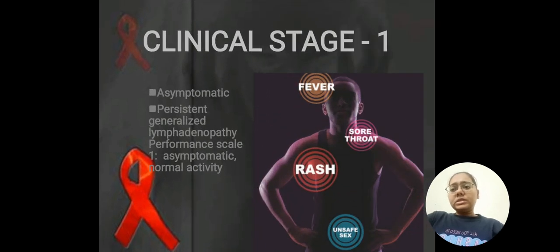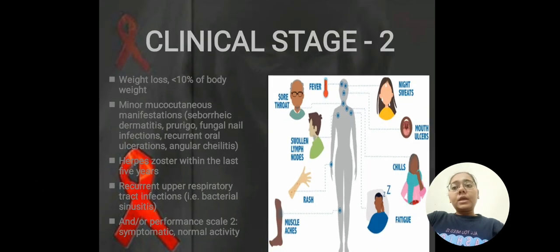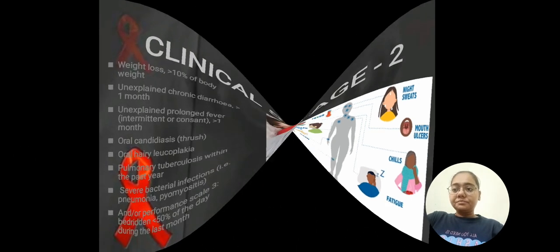Clinical stage. Asymptomatic. Clinical stage 1. Asymptomatic, persistent generalized lymphadenopathy. Performance scale: asymptomatic or normal activity. Clinical stage 2. Weight loss of less than 10% of body weight. Dermatitis, fungal nail infection, recurrent oral ulceration, herpes zoster, recurrent upper respiratory tract infection. Performance scale: symptomatic or normal activity.